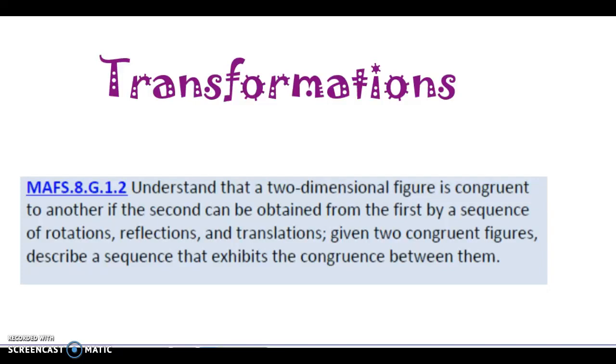Alright, this is the standard we're going to be covering in this lesson, and that is understanding that a two-dimensional figure is congruent to another if the second can be obtained from the first by a sequence of rotations, reflections, and translations. Given two congruent figures, describe a sequence that exhibits the congruence between them. So this is kind of similar to the previous lesson.